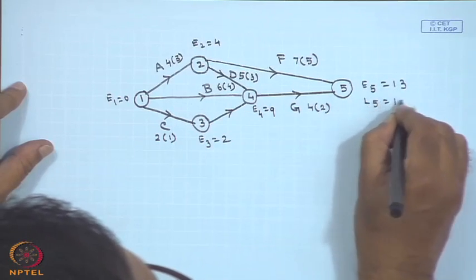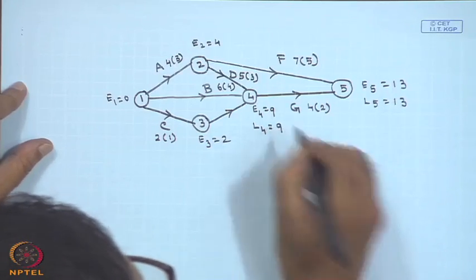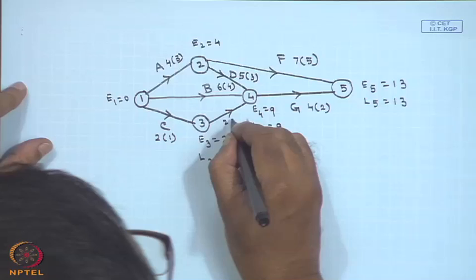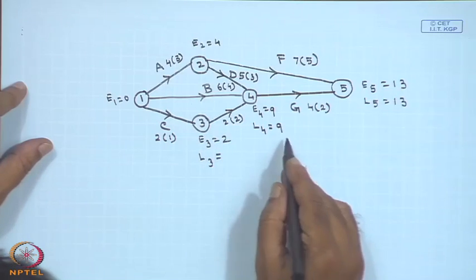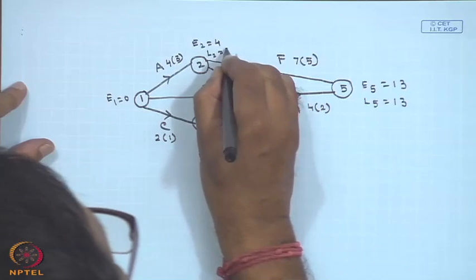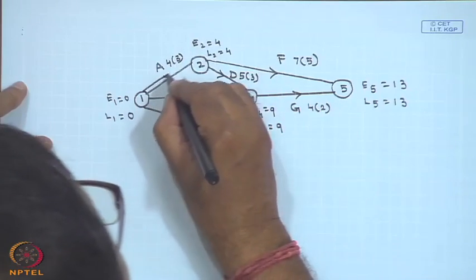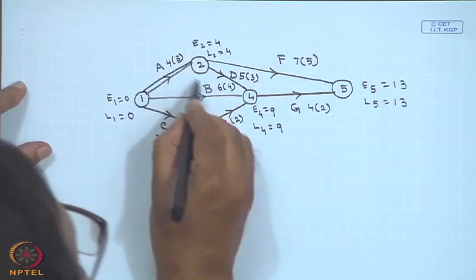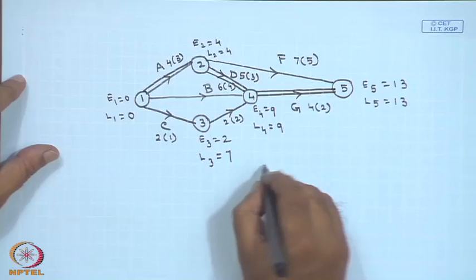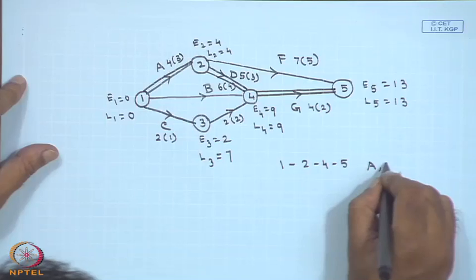Now come to the backward pass. L5 is 13, L4 will be nothing but 9. Your L3 will be, for 3 to 4 it is 2, so 9 minus 2 is 7. For L2 it will become 4 and for L1 it will become 0. So, if you see the path, it goes from 1 to 2, from 2 to 4, and from 4 to 5.